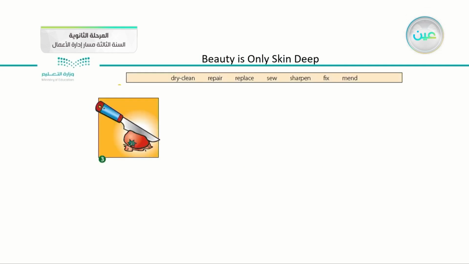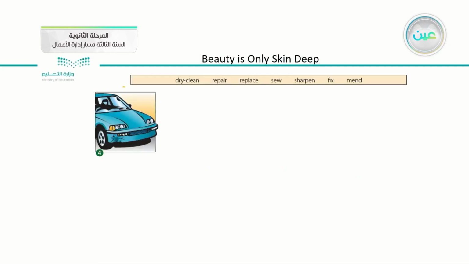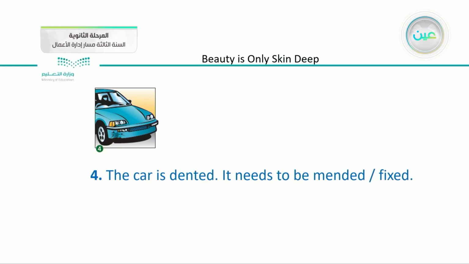After that, we have number 3. We have a knife and a tomato, and a knife that isn't able to cut the tomato. So what's the problem? The knife is blunt. It needs to be sharpened. Number 4. We have a car that is hit from this side. So what's the problem? The car is dented. It needs to be mended or fixed.